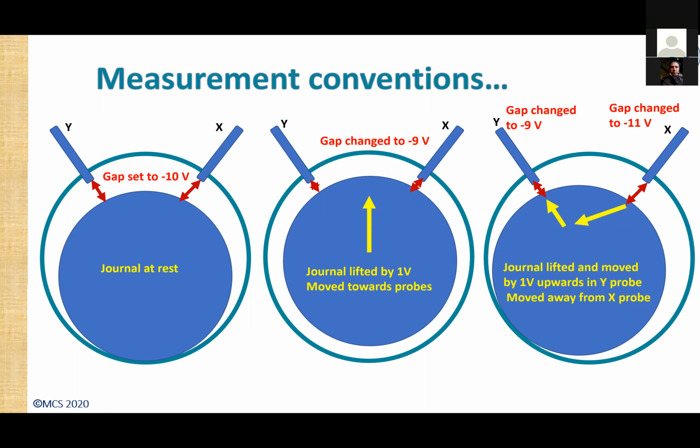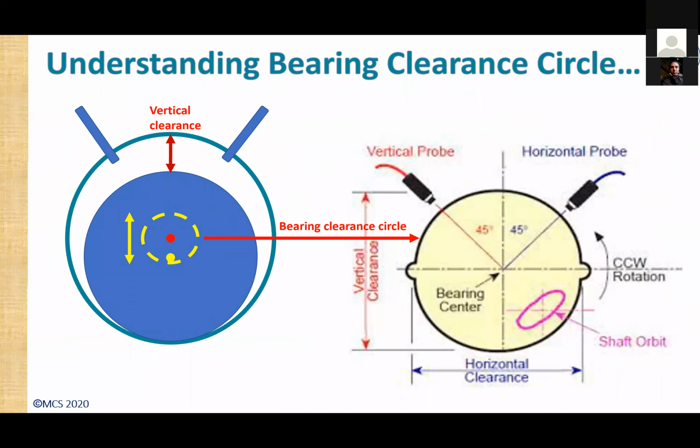This I'm trying to give you for those people who have little idea about how to read these proximity probes and their conventions, etc. Now we'll get into another important aspect I need to introduce to you, the bearing circle, the bearing clearance circle. Here we have a bearing, and the green circle is the bearing, and then this red dot is the bearing center, and this blue cylinder is the rotor, and the yellow dot is the rotor center.